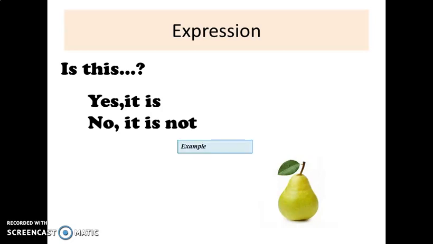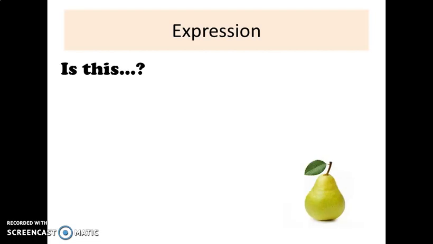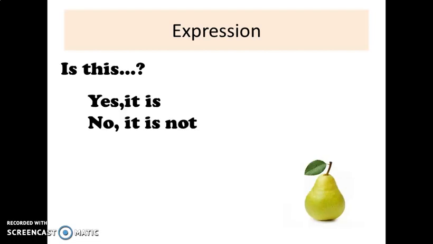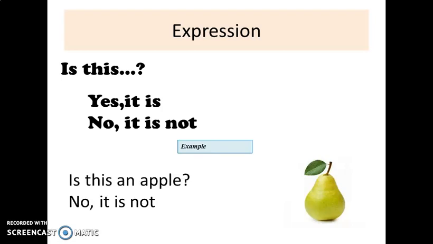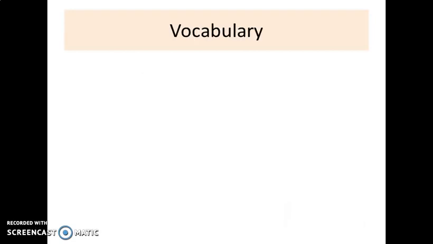Example. Is this a pear? Is this a pear? Yes, it is. Since it is, we answer "Yes, it is." Let's go with the next one. Is this an apple? Is this an apple? No, it is not.